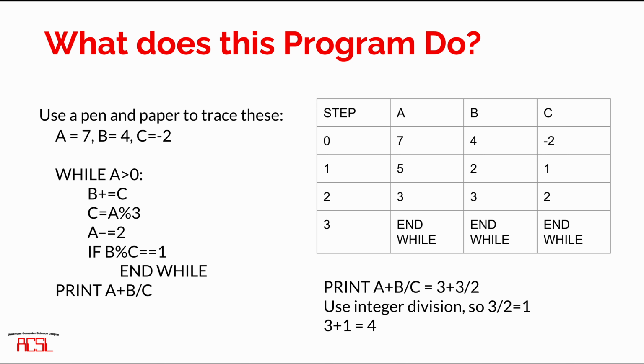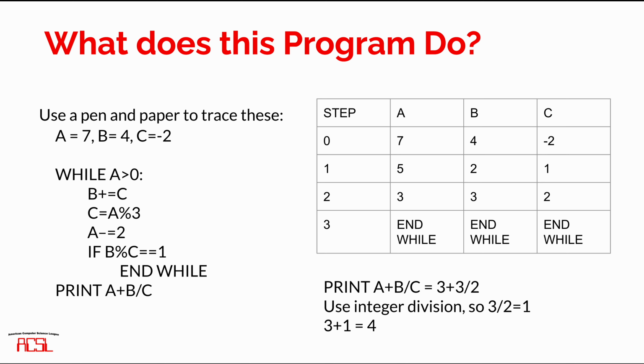So I usually use a pen and paper, and you're going to make a table to store all the variables that are used in your problem. It's going to be usually up to 6 is the max I've seen with ACSL contests, but usually 4 to 5 is what you're going to be required to trace. So here I have A, B, and C. Their initial values are 7, 4, and -2. Step is the iteration of our problem. So 0 here is before the program even ran the 0th iteration. Those are the initial values of our variables.